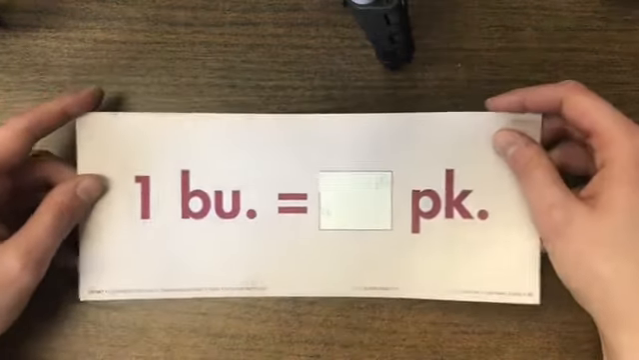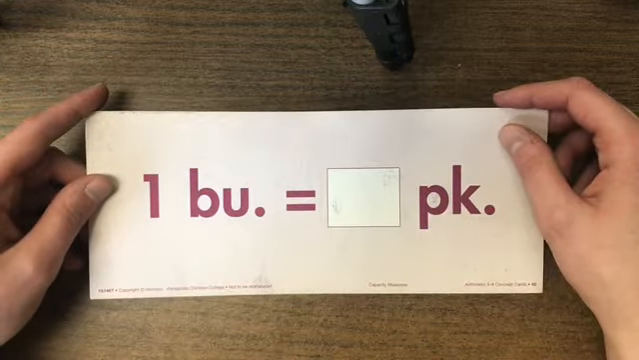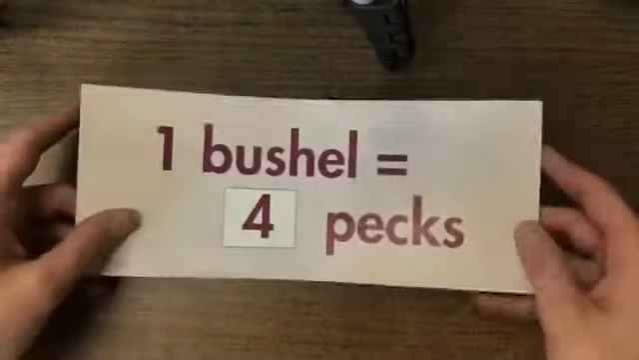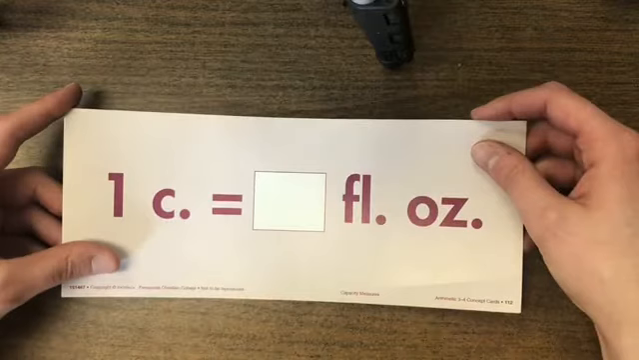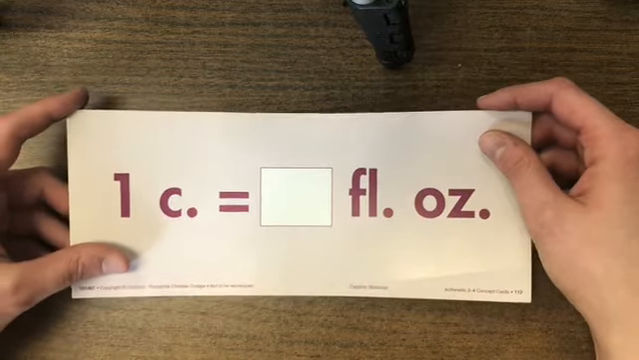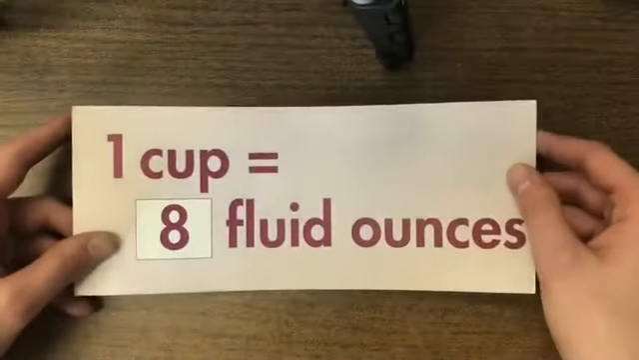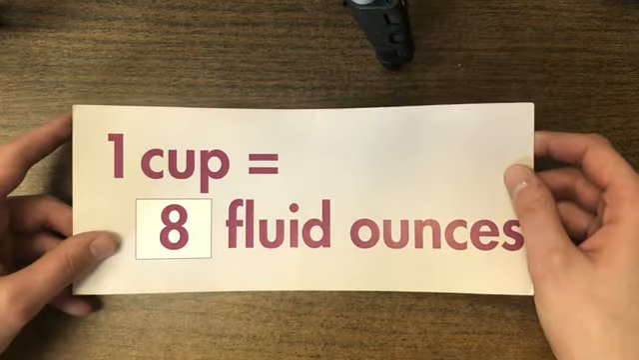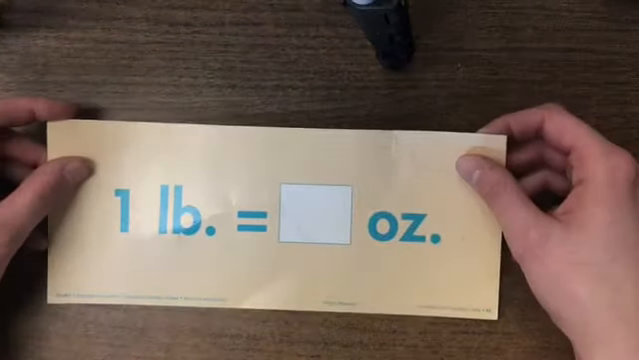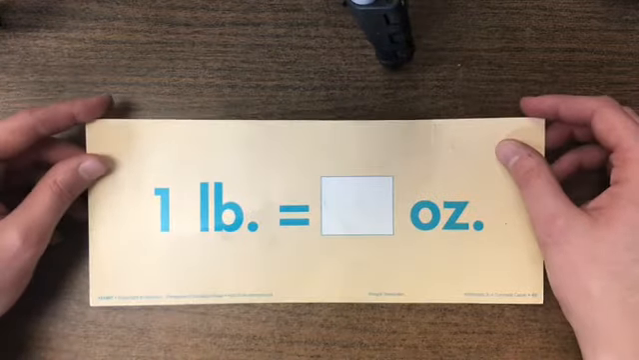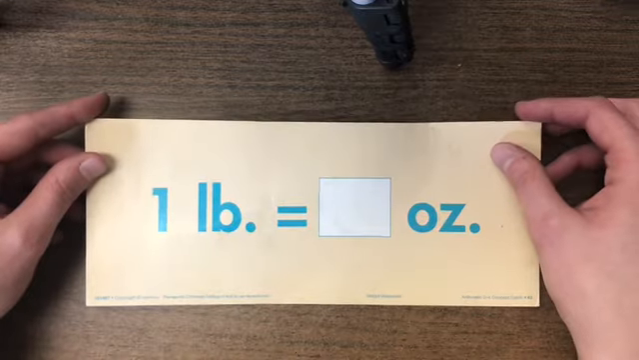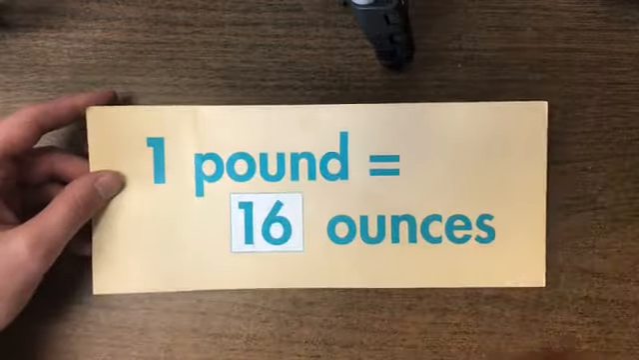Then how many pecks are in a bushel? That's right, 4 pecks in a bushel. And our final capacity measurement is how many ounces are in a cup? That's right, 8 ounces, or 8 fluid ounces, are in 1 cup. Now we have our weight measurements. So how many ounces are in a pound? We just did ounces in a cup, now ounces in a pound. That's right, 16 ounces in a pound.